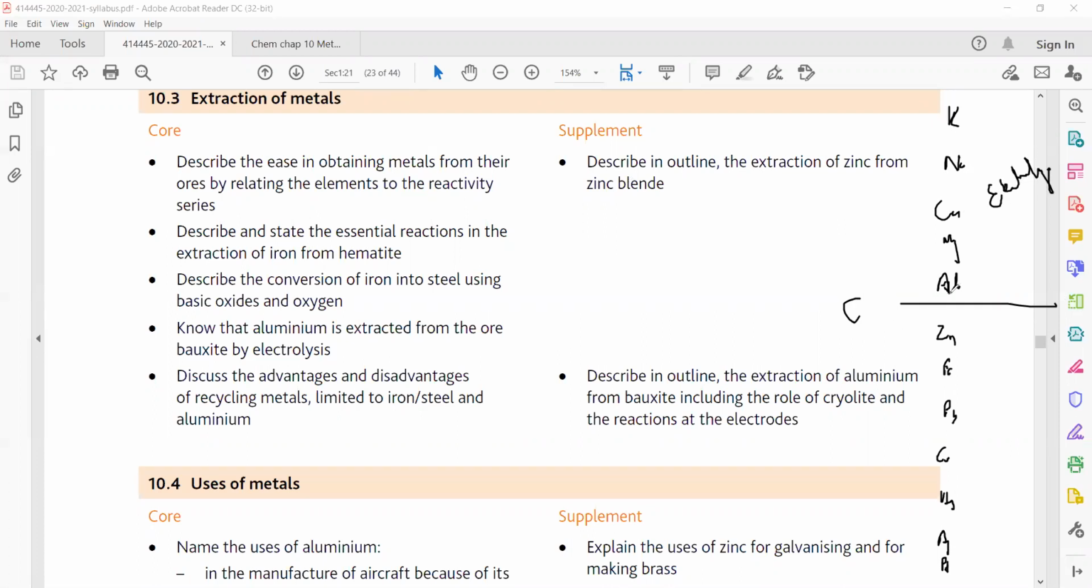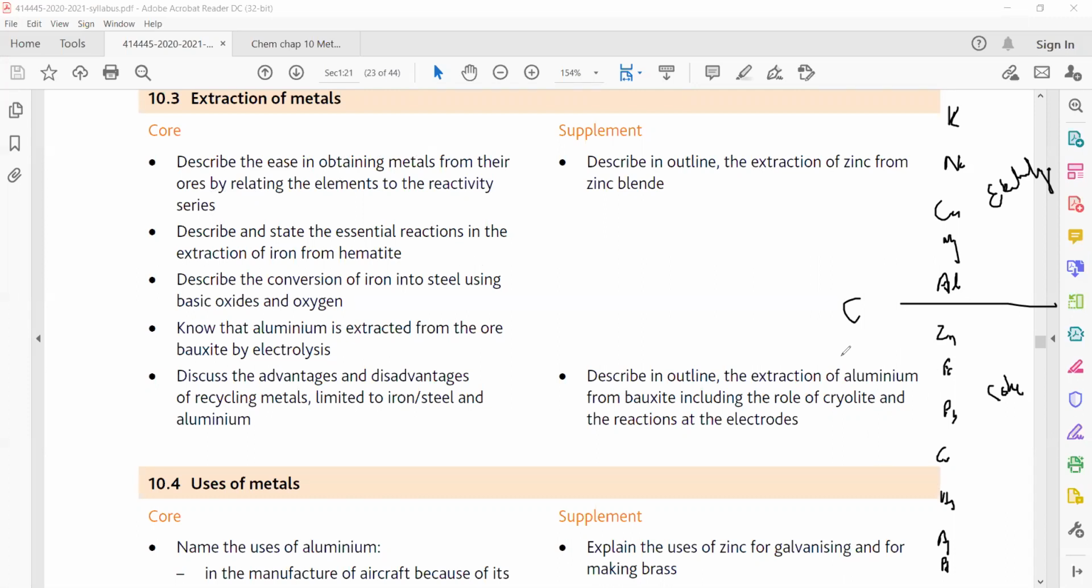For less reactive metals, the elements which have reactivity less than carbon, we can simply heat them with coke, and the least reactive metals, we can simply heat them, we don't even need carbon. If we supply heat energy, it can decompose into metal and oxygen. So describe the ease in obtaining a metal from their ores relating the element to the reactivity series.